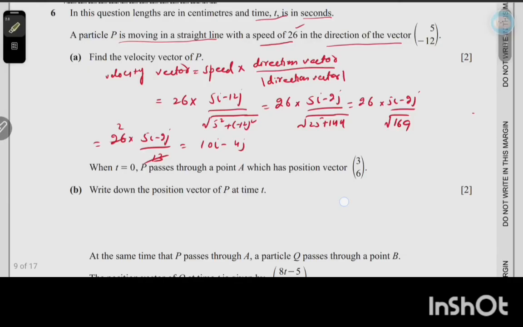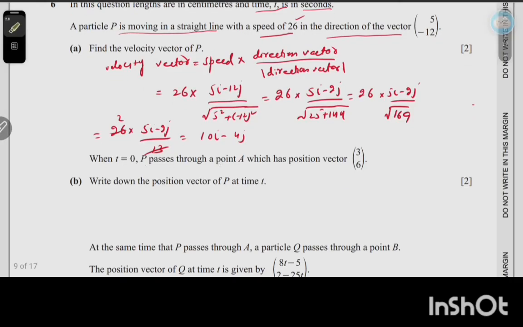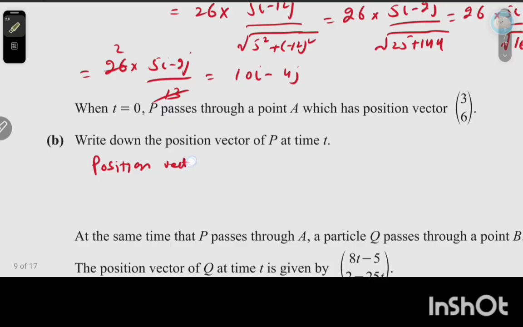So, okay, dear friends, when t equals 0, P passes through the point A, which has position vector (3, 6). Write down the position vector of P at time t. First of all we have to know the position vector of A, and then find the position vector of P. How do we deal with this one? It's very simple, because he said that P passes through the point A.